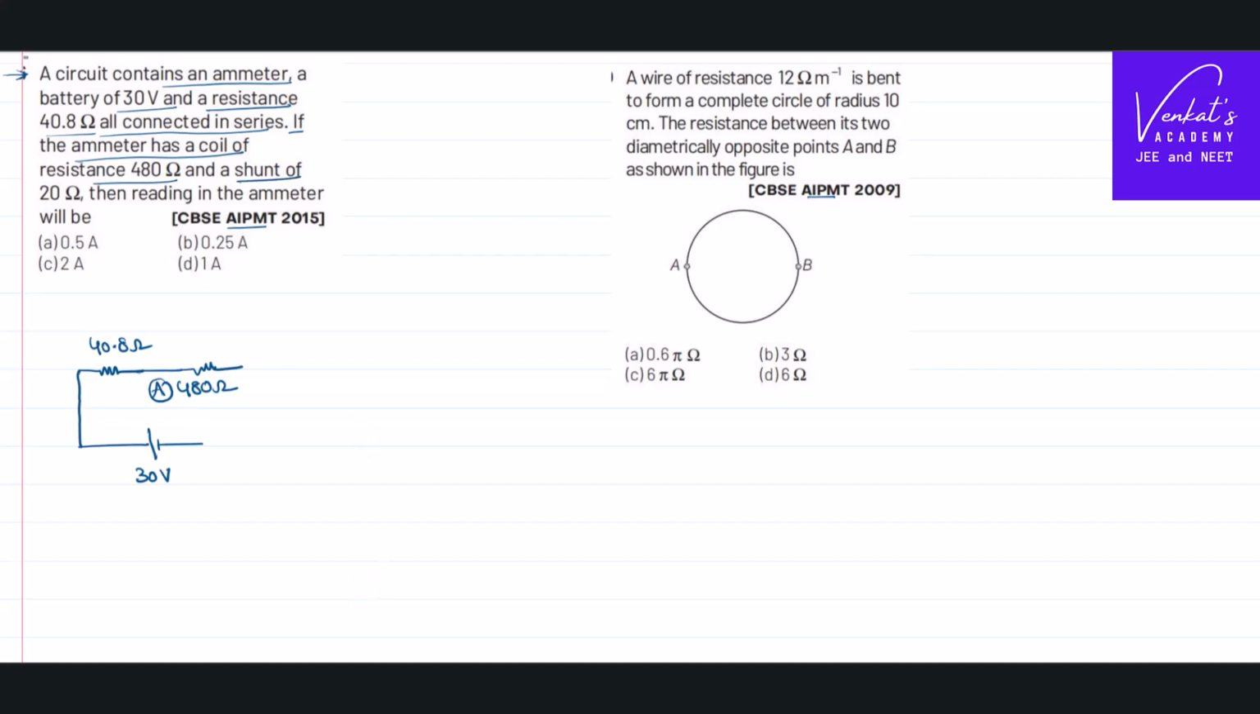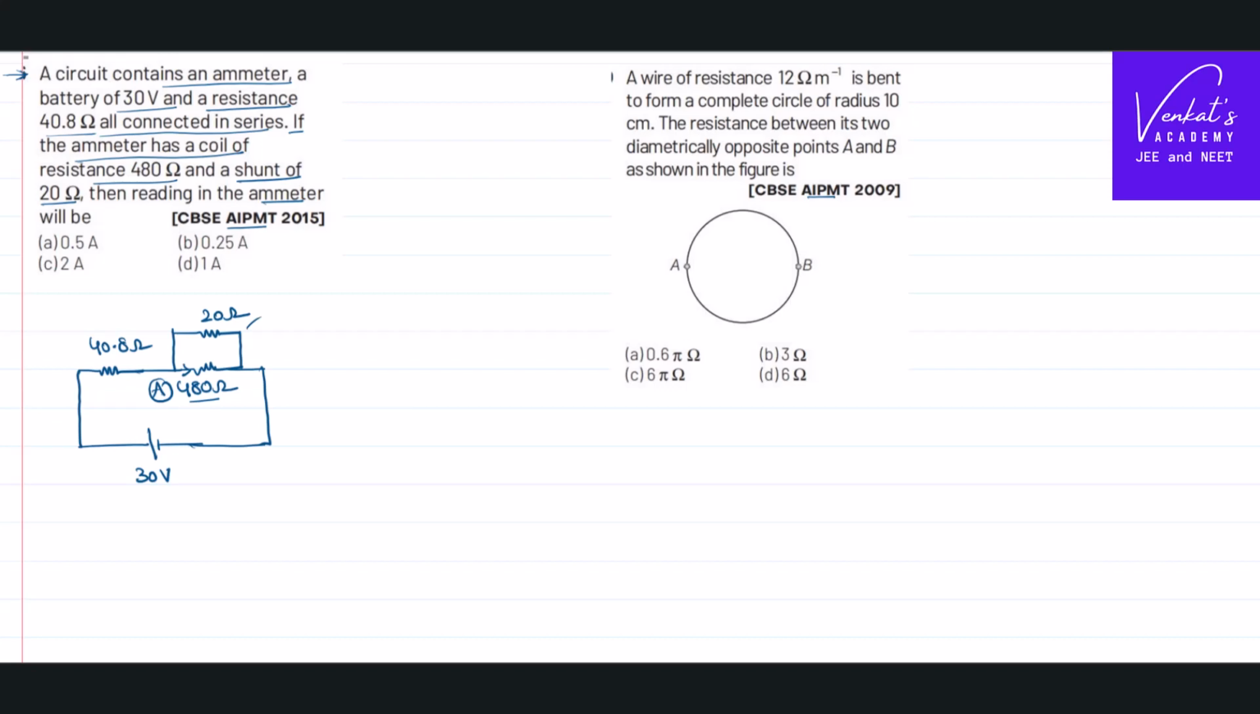And a shunt of 20 ohms. Shunt means a small resistance connected in parallel across ammeter. This is ammeter. So, in parallel to that, a 20 ohms is connected and everything is connected this way. If that is the case, what is the reading of the ammeter? That means how much current passes through this 480 ohms, that is the question, right. So, what we can say?